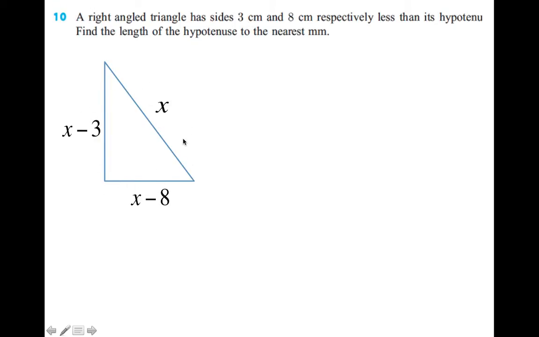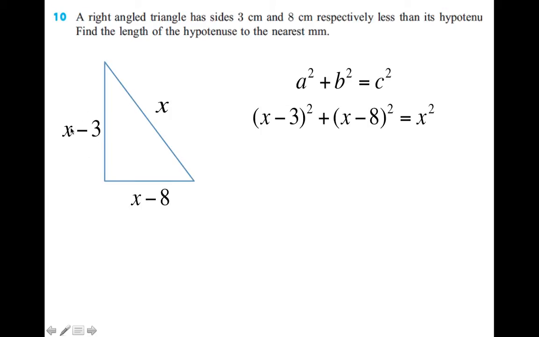Well, we know right triangles have a very special property. There's a theorem we can use called the Pythagorean Theorem. a squared plus b squared equals c squared. So here's our a, our b, and c is your hypotenuse. So a squared is this side, (x minus 3) squared, plus (x minus 8) squared equals x squared, the hypotenuse squared.